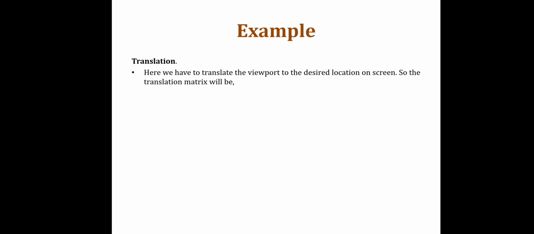Now, the last one is the translation. What is this translation? The third translation we are using to translate our viewport to the desired location on the screen, where I want to translate it. At that particular location I have to translate the viewport. For that we have this viewport location. So, the scaling is done here, now where do we have to translate?